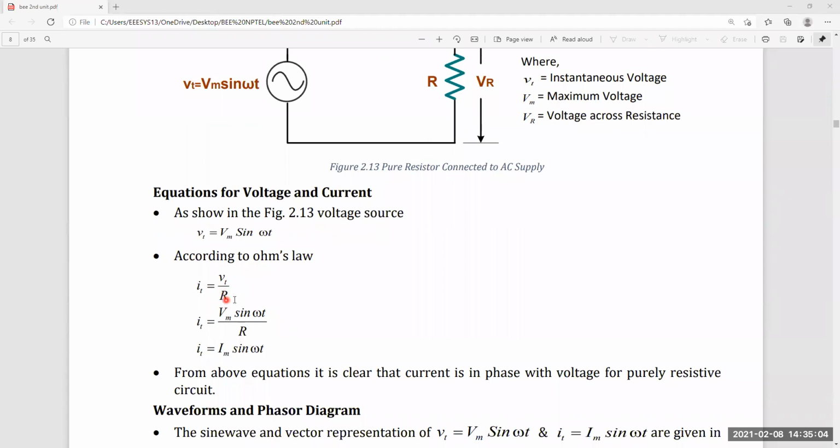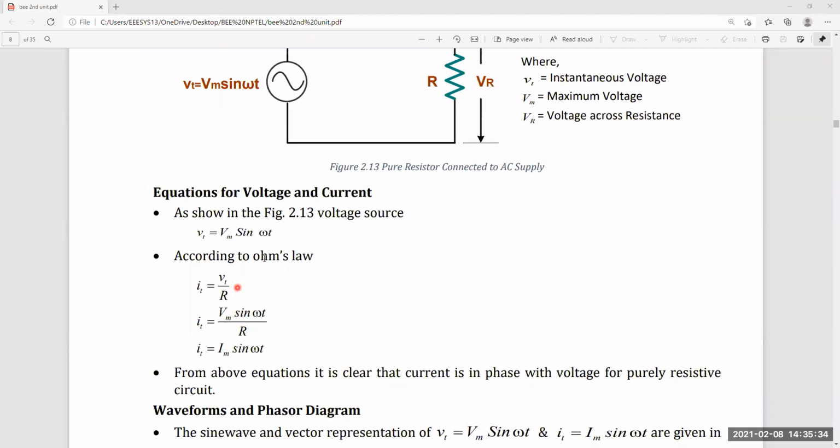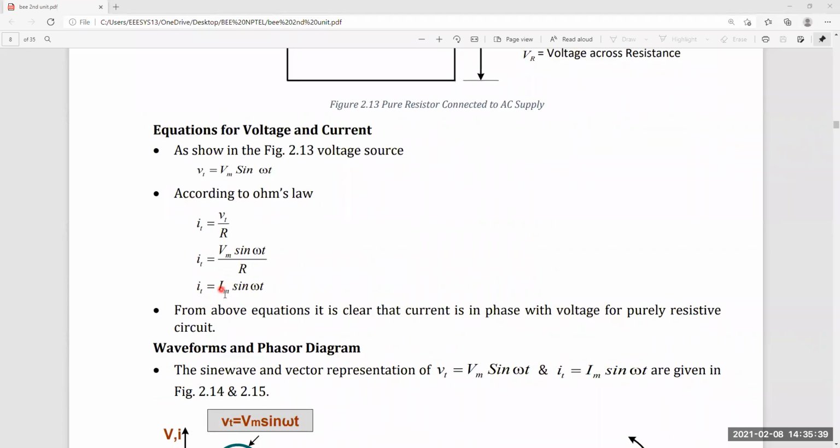So i(t) is equal to V(t) by R, since there is only a resistor. If an inductor is also connected, then i(t) is V(t) by Z, the impedance. You have to take impedance if there is an inductor or capacitor. Here, with only a resistive network, the denominator is only resistance. So i(t) is V(t) by R, and with V(t) equal to Vm sin omega t, i(t) is equal to Im sin omega t, where Im, the maximum value of current, is Vm by R.